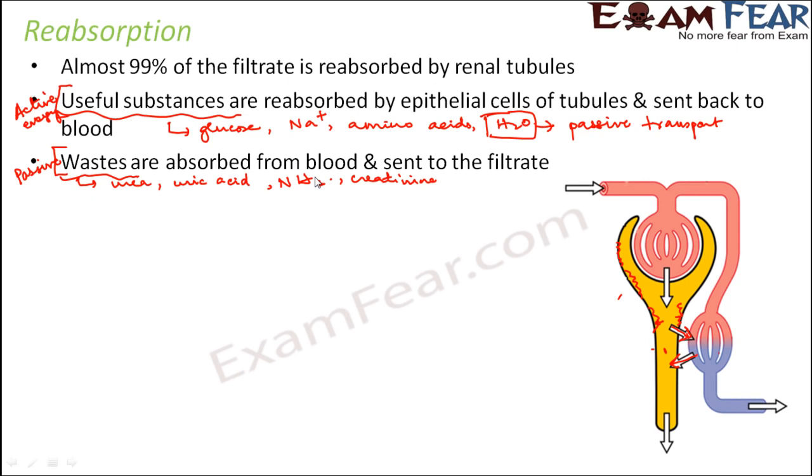So it is a two-directional, two-way process. Useful substances move from the filtrate into the blood, and the waste products move from blood into the filtrate. As a result, towards the end of the process of reabsorption, the filtrate contains mostly all wastes, and there are no useful substances present anymore. Water moves under osmotic pressure, that is, under the phenomenon of osmosis, from a region of higher water potential towards a region of lower water potential. This is how the process of reabsorption takes place.